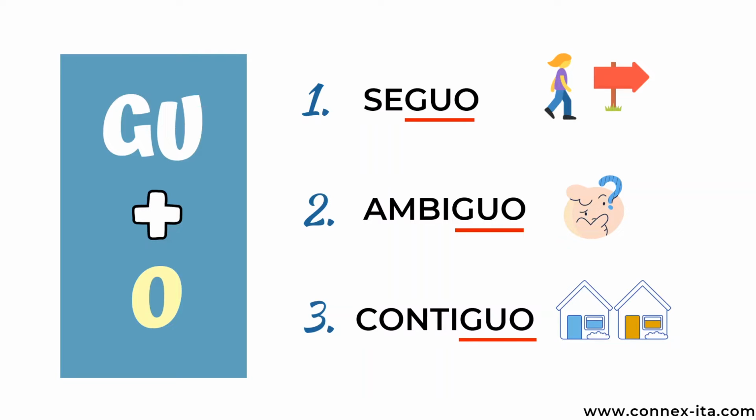Last three words are with the sound guo, guo, but they are less common than the ones we've seen before. Let's read them together. Seguo, seguo is from the verb to follow and means I follow. Ambiguo, ambiguo is an adjective to say that something is ambiguous, not clear. Contiguo, contiguo is also an adjective and literally means contiguous. You can use it to say that two things are close to each other. Seguo, ambiguo, contiguo.